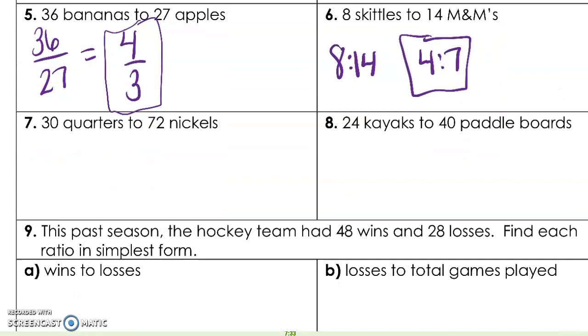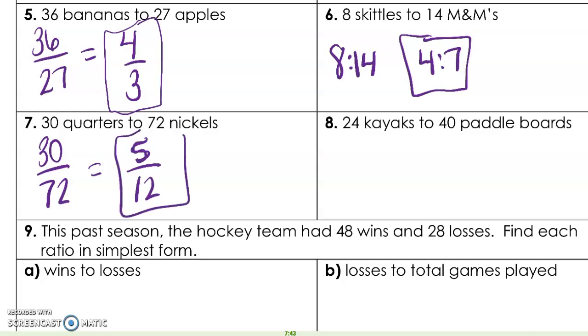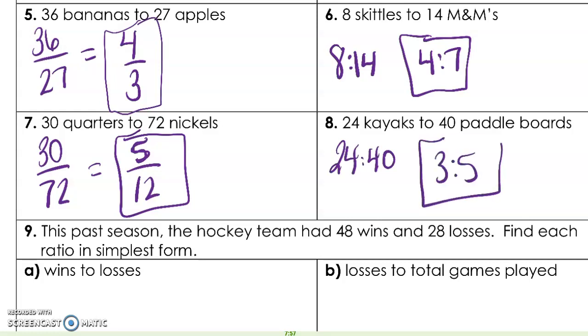Number 7, 30 to 72. Again, simplify that, you would get 5 to 12. So this should be pretty simple as long as you keep them in the correct order and then make sure to simplify. Number 8, 24 to 40. So we get 3 to 5.